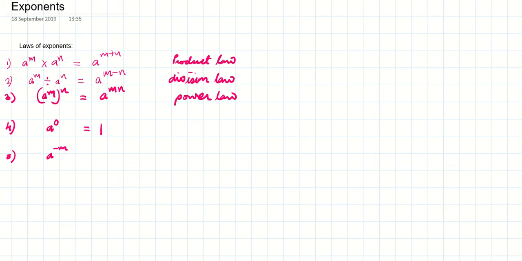If you have a negative exponent, a raised to minus m, it can be written as 1 over a raised to m. That's your negative index. When you have a negative index, you can make it positive by that. If you have nth root of a raised to m, it is a raised to m upon n.